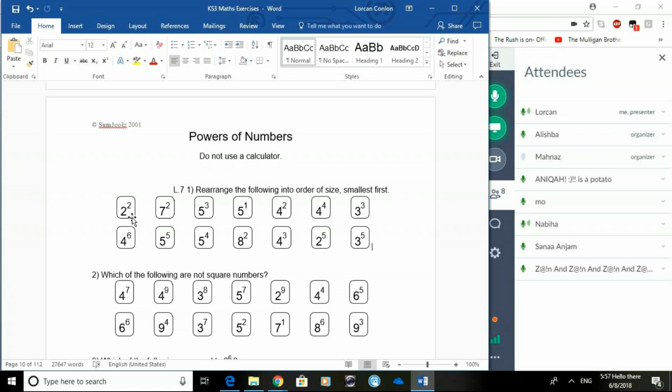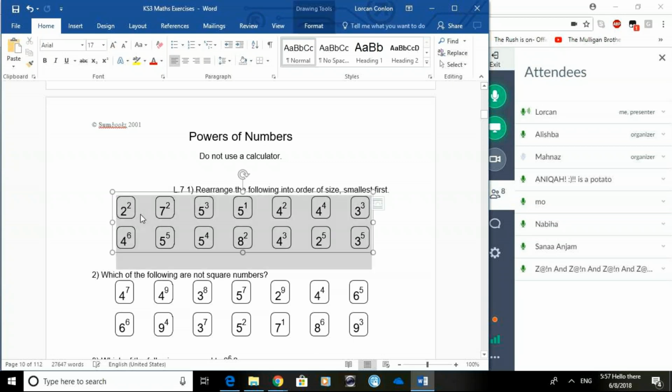Okay, guys, let's just start going through it. So, Lisa, can you tell me what 2 squared is? 4. Good. Aniqua, did you get 7 squared? Yep, 49. 49, correct.